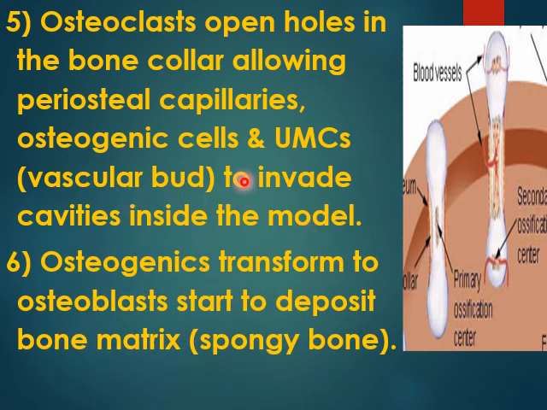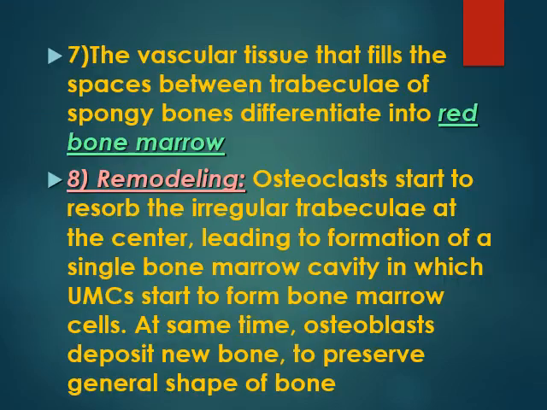This vascular bud contains UMCs that change to osteogenic cells, and the osteogenic cells will form osteoblasts, and the osteoblasts will deposit bone in an irregular manner, so I'm going to form spongy bone. Do I want to end with spongy bone? No, I want compact bone. Between the bone trabeculae, there is red bone marrow. This is the definition of spongy bone: irregular bone trabeculae with multiple bone marrow cavities in between them.